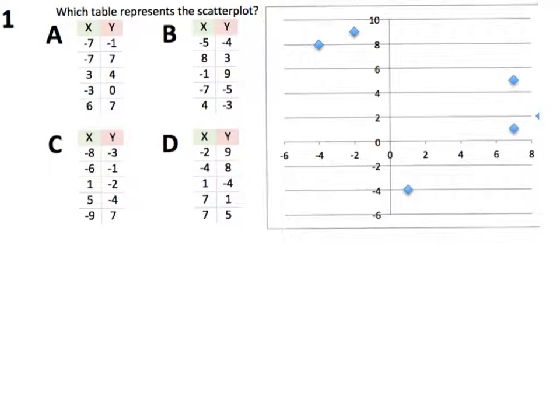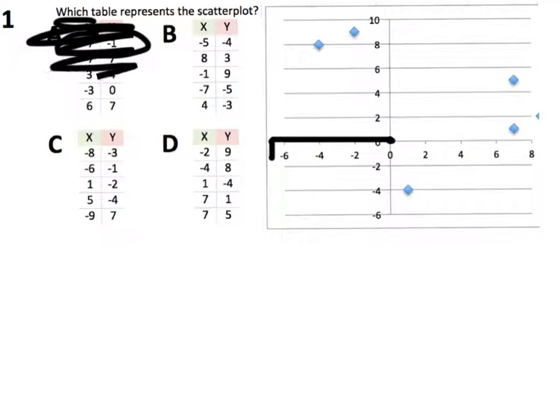All right, on this one, which table represents the scatter plot? So we'll start with A up here, and let's see if that point shows up. -7, -1. You start in the middle, you go -7 out this way, and then down 1. Is there a point there? No, so it cannot be that.